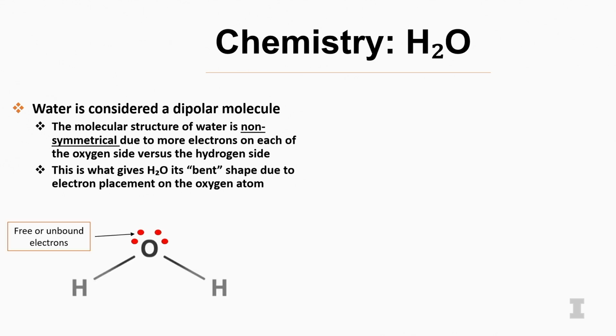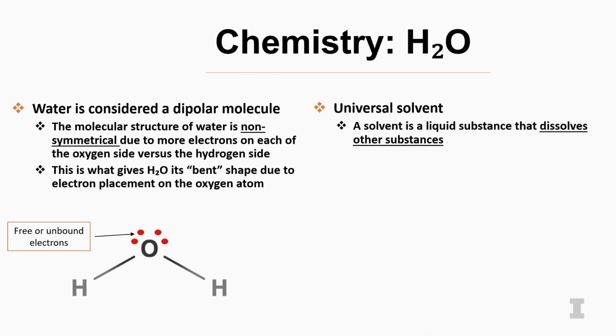So we have these free or unbound electrons, which allow for the water to have a charge itself. Because it has one side that's more positive and one side that's more negative, it actually makes for a really nice solvent. In fact, we refer to water as the universal solvent. If you recall, a solvent is a liquid substance that dissolves other substances.